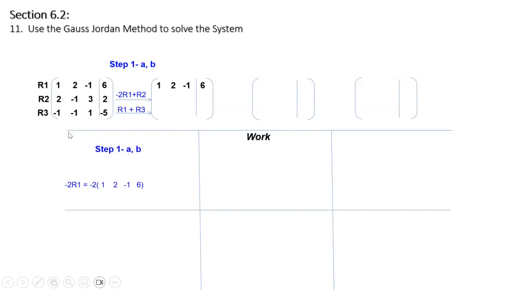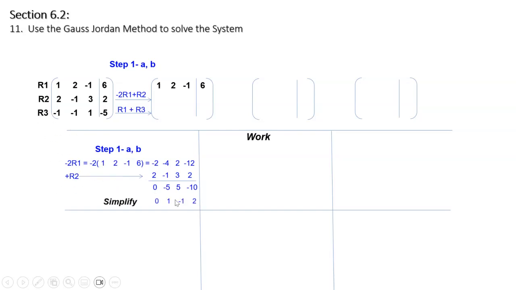And here's my work. -2 row 1 will give us -2, -4, 2, and -12. Plus row 2 is going to give us 0, -5, 5, -10. Okay, so this one, we divide everything by -5. So it's going to give us 0, 1, -1, 2. That's my new row 2.